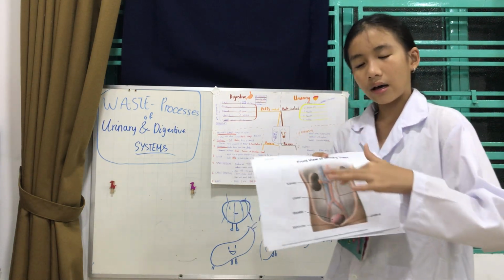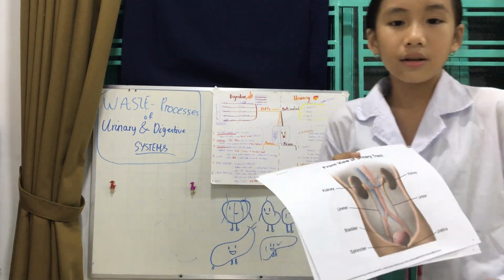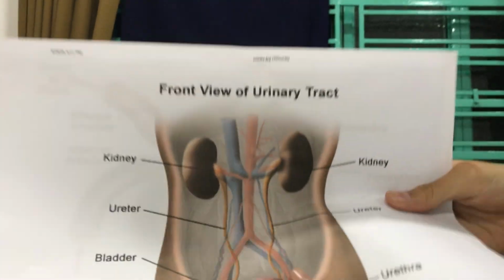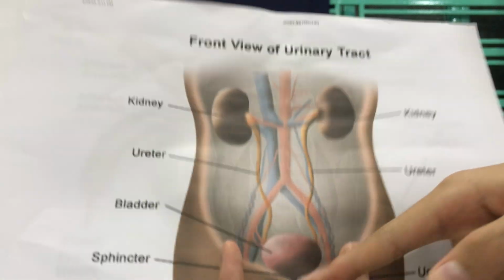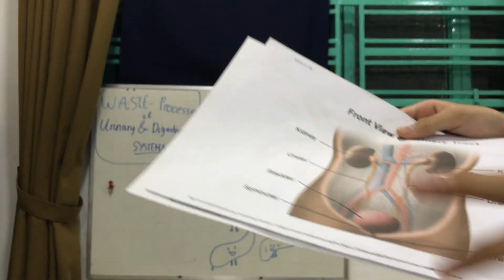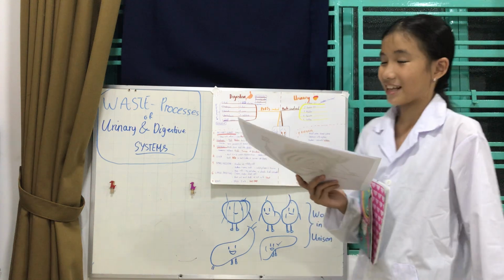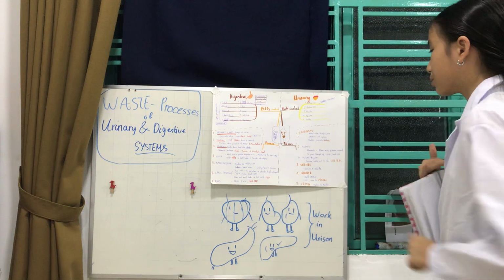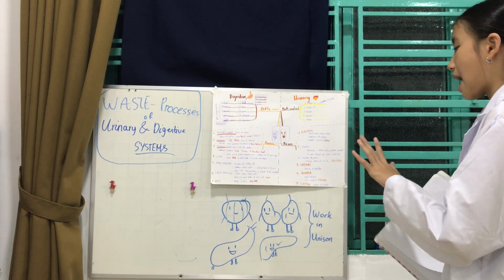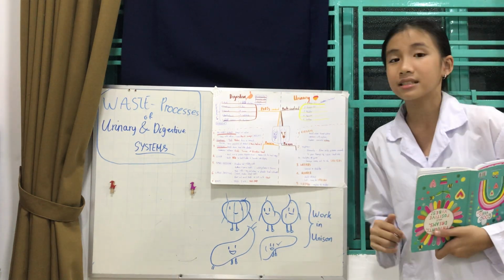Now, when the signal is sent and we go to the toilet, the muscles in the urethra and the bladder will relax, therefore letting the urine out. The urethra is this tiny little tube that lets the urine out from our body through the opening at the other end. Now, that is all for the urinary system. And I think that is all that I have to say for both of these systems.